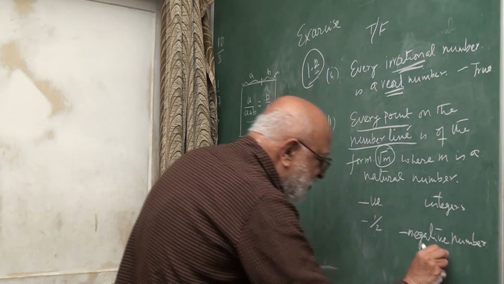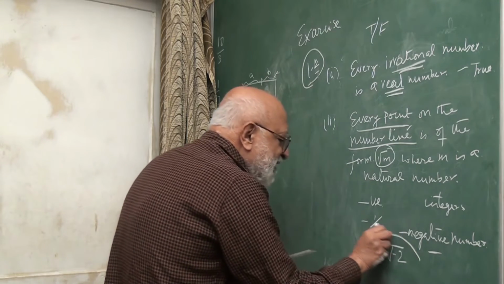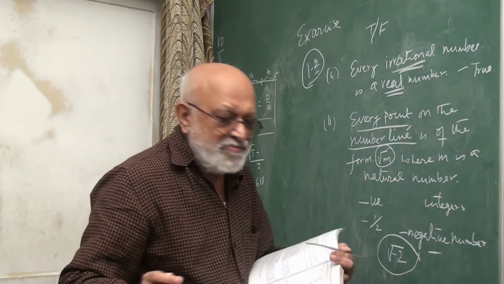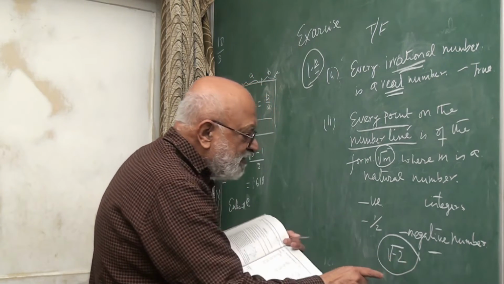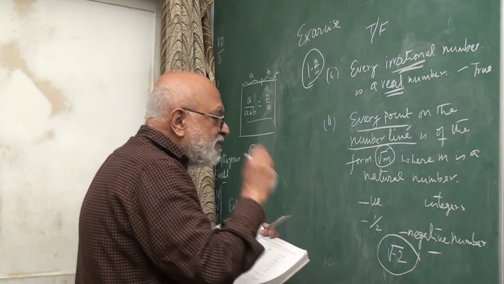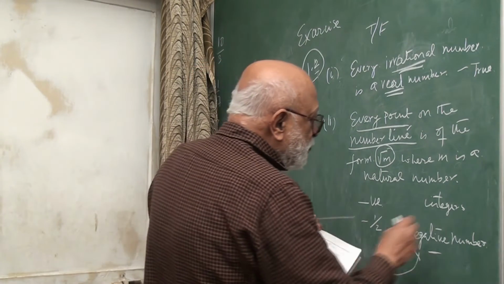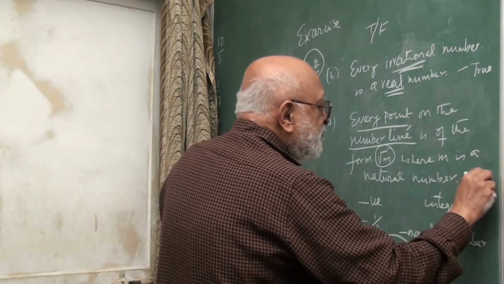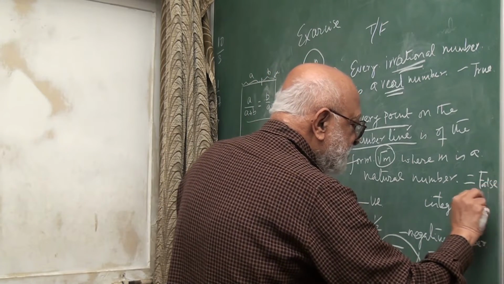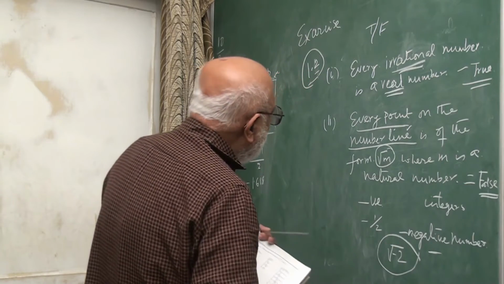So we have not yet considered any number like √-2. There is another realm of numbers which are known as imaginary numbers. We are not going into that. So we are only going into this. Every point on the number line, as of now, this is not true, so this should be false. Okay, so this is true, number 2 is false.